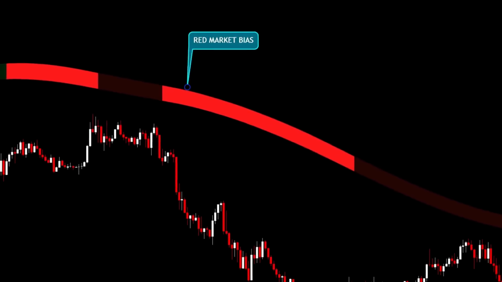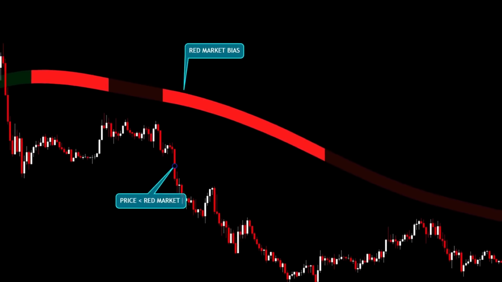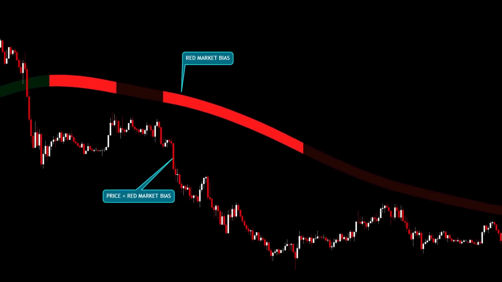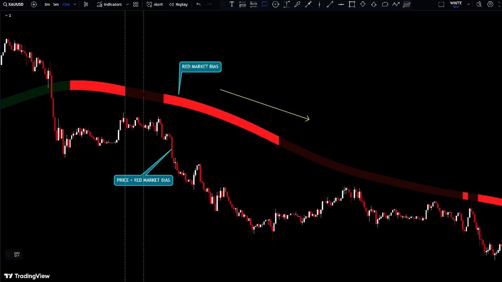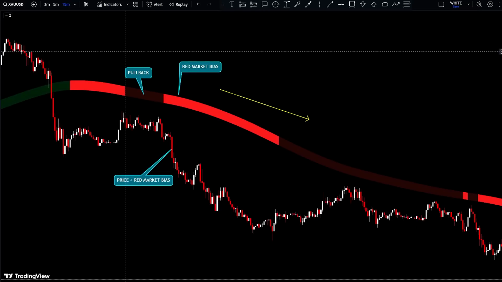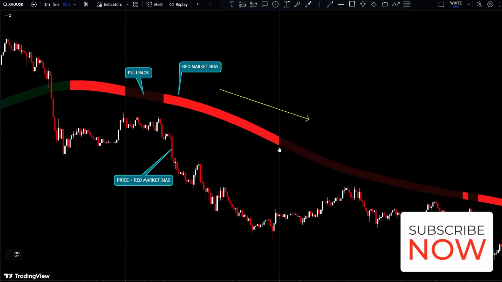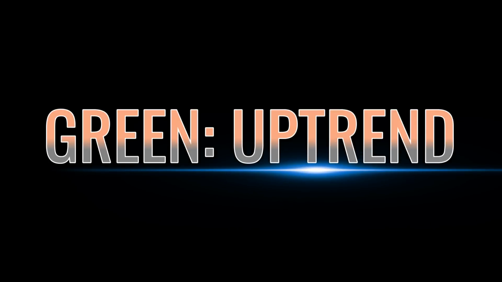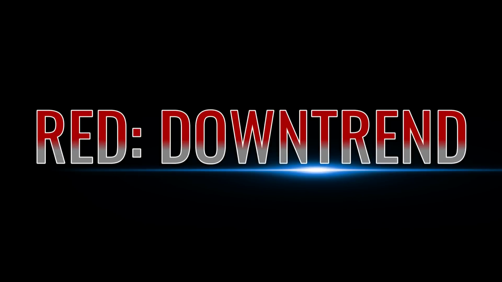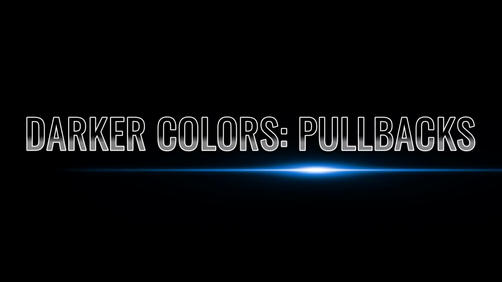Now, on the flip side, when the market bias line is red and the price candles are chilling below it, that's a downtrend. The market is saying we're going down, down, and down. And just like an uptrend, we might see a darker shade of red during downtrends. That dark red signals a pullback or consolidation within that downtrend. That's like a brief pause before the market continues its descent. So basically, green means go up and red means stop or go down. And the darker shades are like little stops along the way.